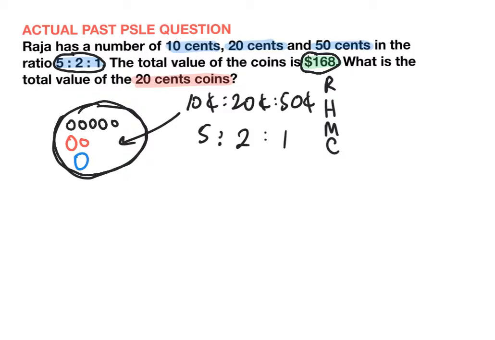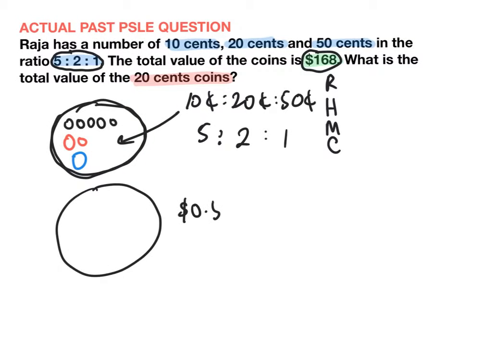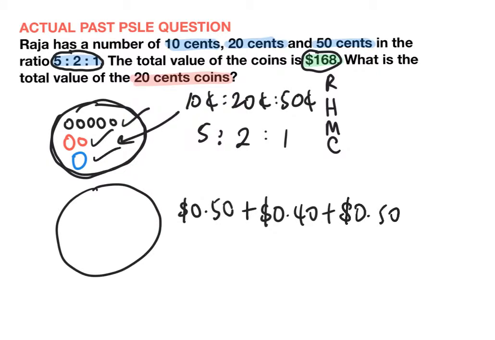Okay, so the total value of this one bag is actually 5 multiplied by 10 cents, which is 50 cents, plus 2 multiplied by 20 cents, which is 40 cents, plus 1 multiplied by 50 cents, which is another 50 cents in total. So the total value of this one bag is $1.40.